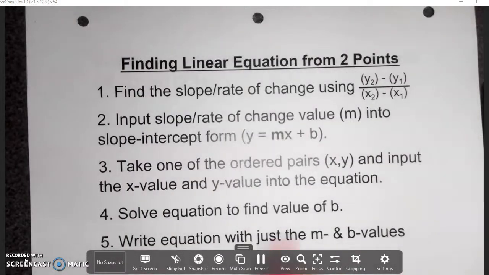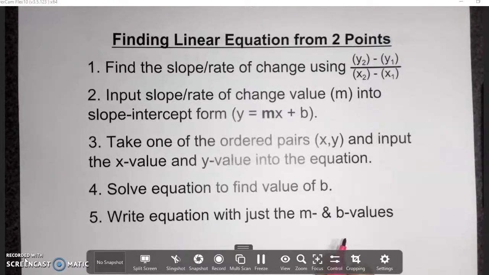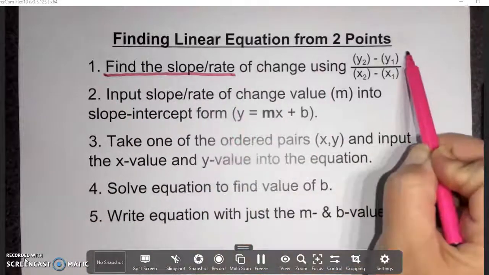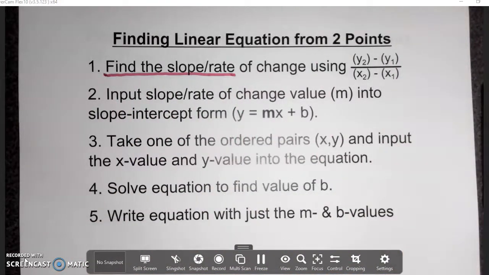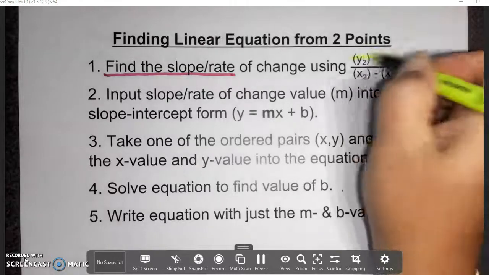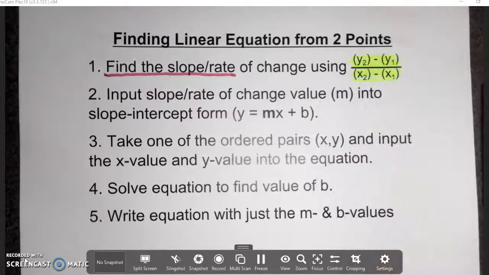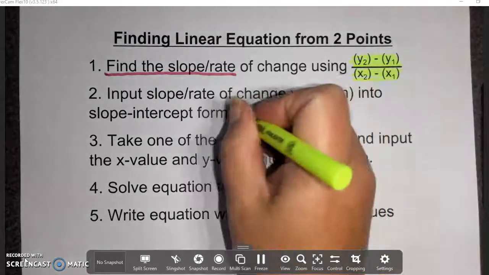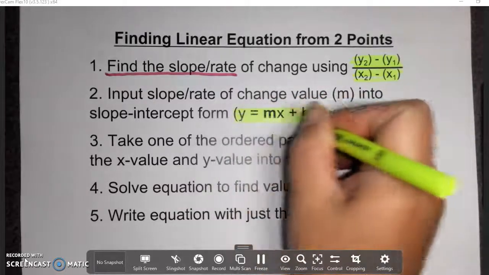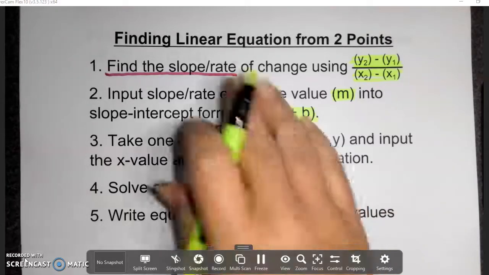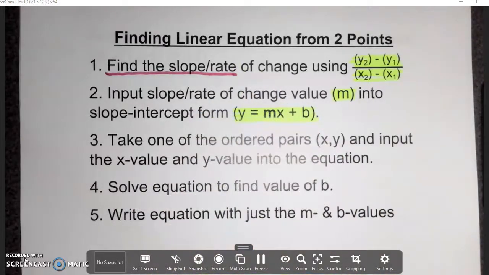So we want to now find the whole equation from 2 points. So they're going to give you 2 points and say, hey, I want you to find me the equation of this line. First thing you want to do is to find the slope. When you find the slope, you want to make sure that you're using the slope formula. Then you're going to use the slope-intercept form, which is the form that we all like, and put the value in for m. So what you found from number 1, you're going to put in for m.